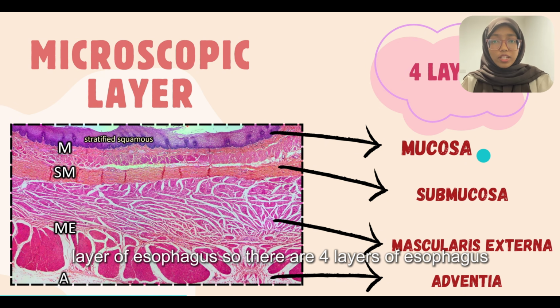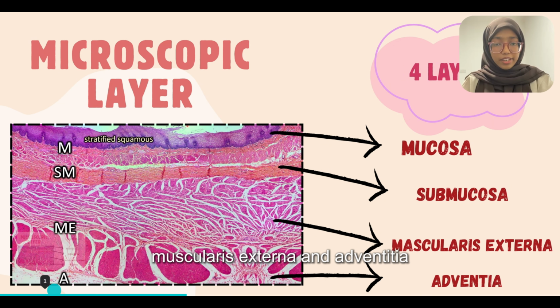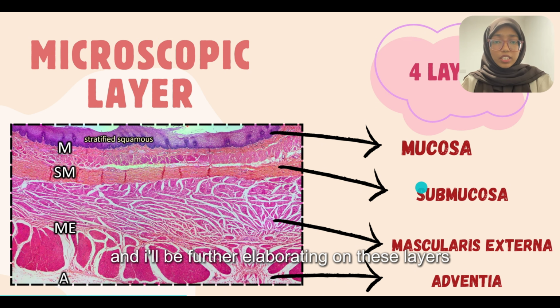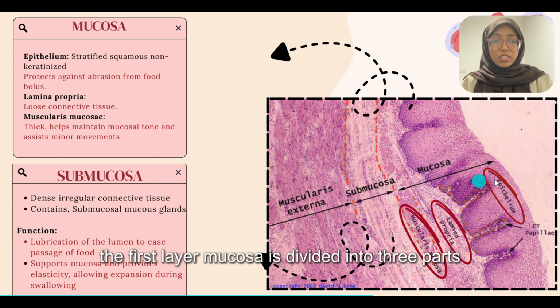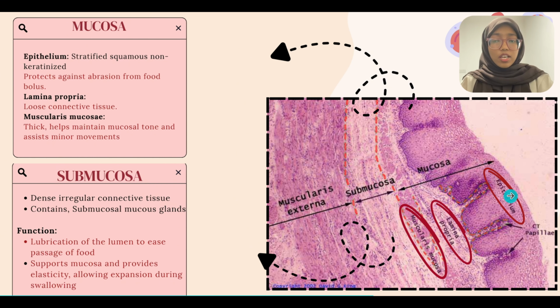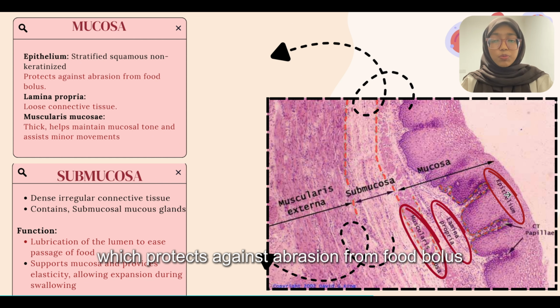So there are four layers of the esophagus. First is mucosa, submucosa, muscularis externa and adventitia, and I'll be further elaborating on these layers. The first layer, mucosa, is divided into three parts. First is stratified squamous non-keratinized epithelium, which protects against abrasion from food bolus.